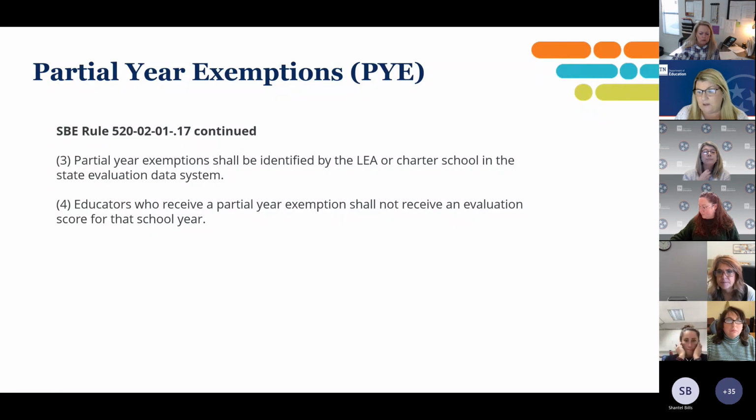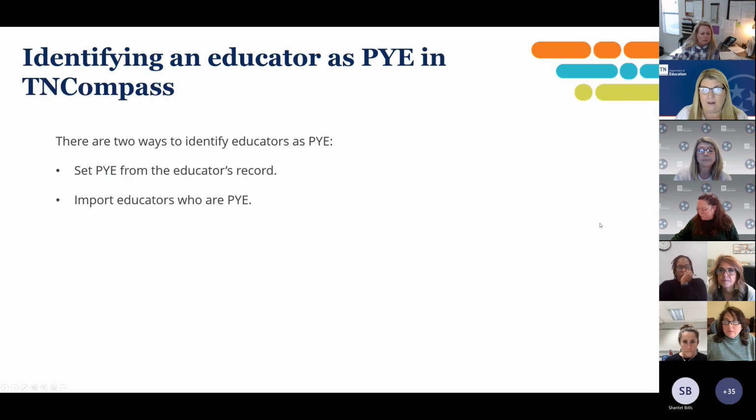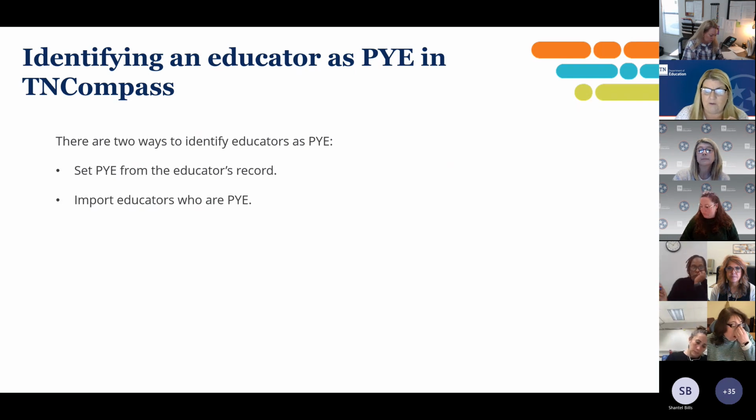includes that these must be marked in our state evaluation system, which is T-Encompass. Educators who are PYE do not receive an evaluation score. They do not receive an LOE for that year. We'll talk about implications from that later. So when you have identified educators as PYE, there are two different ways to set them as PYE in T-Encompass, and we're going to talk about both of those.